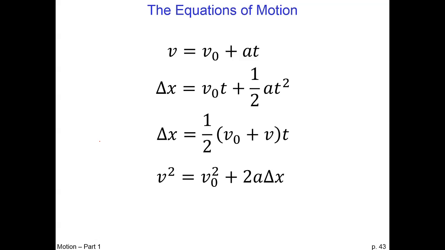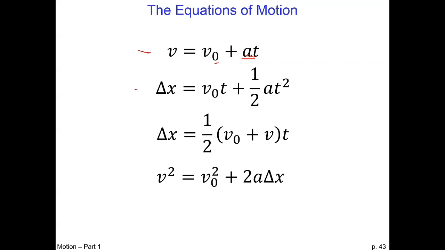So to solve these types of problems, we're going to have 4 equations that we're generally going to use to solve for one-dimensional motion. So our first equation here is v equals v naught, the initial velocity, plus the acceleration times time. So this is really just the definition of constant acceleration in the form of an equation, right? The change in velocity is the acceleration times time. So acceleration times time gives you the change in velocity.